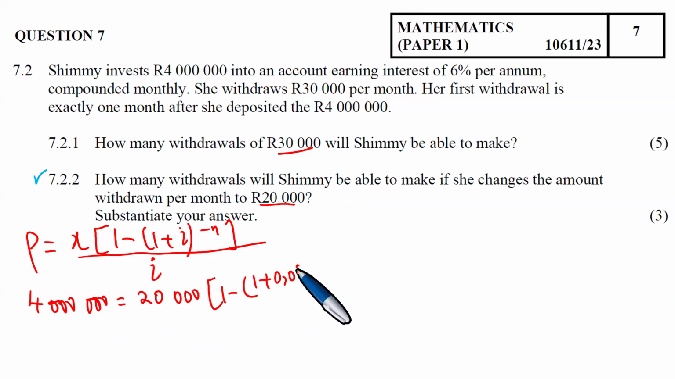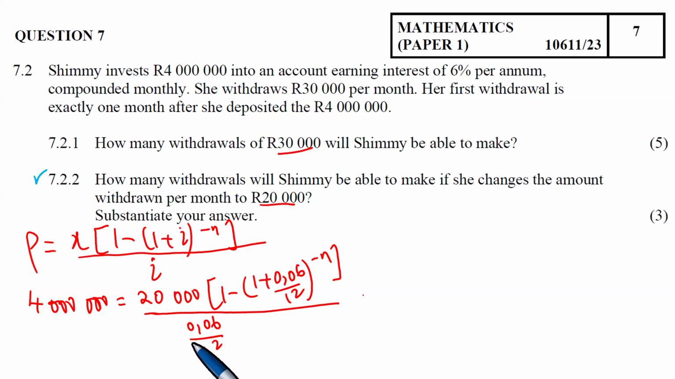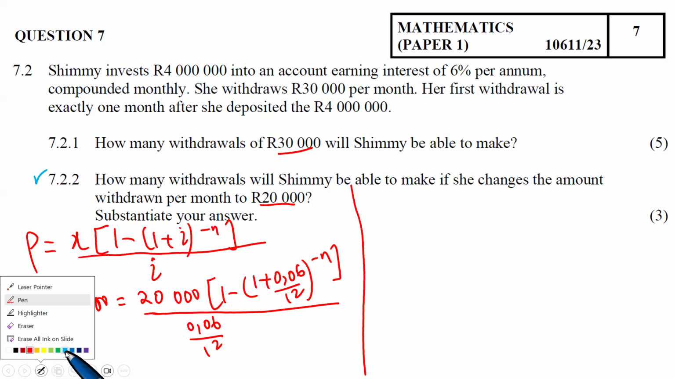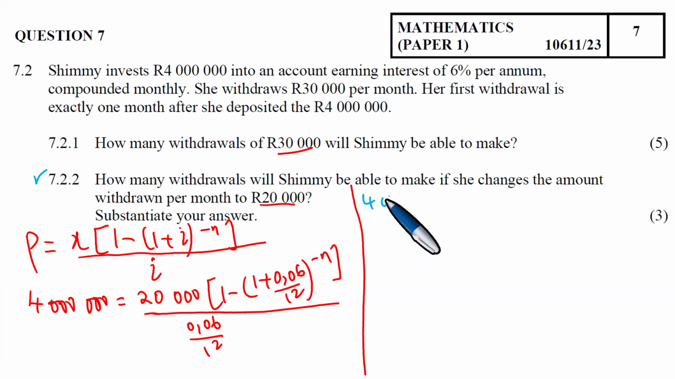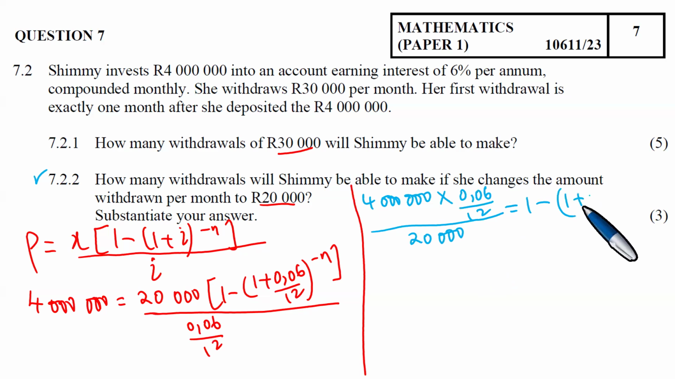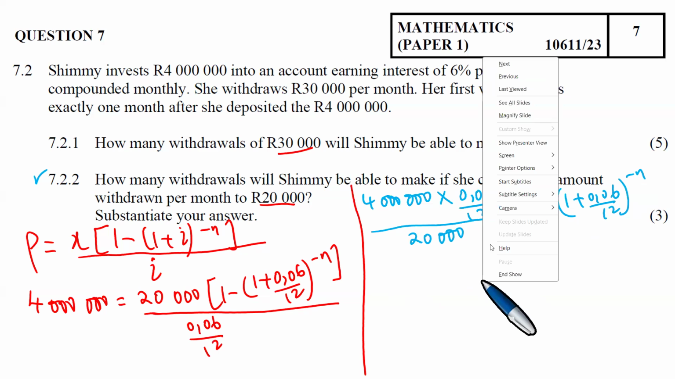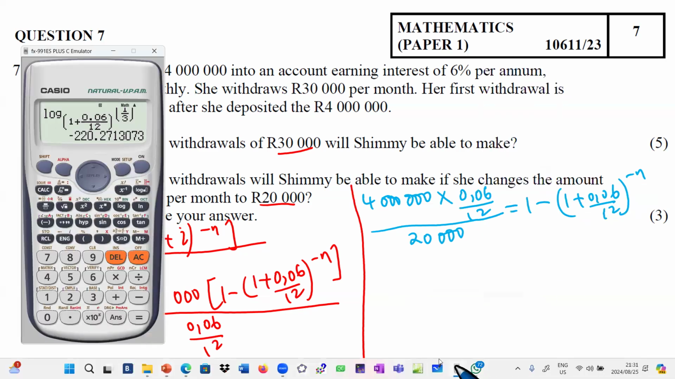I lost you there. If I lose you, please join in again. And then this is going to be exactly minus n. 0.06, then you divide by 12. Then you have exactly 4 million divided by 12. And then you have 20,000 times 1 minus 1 plus 0.06, you divide by 12 raised to the power minus n. And then you multiply. If I lose you, please join the meeting again, just in case you get disconnected.